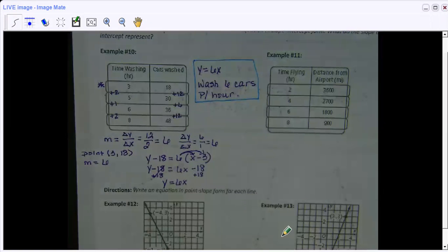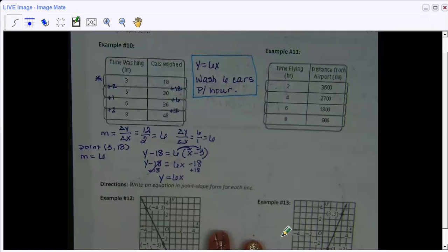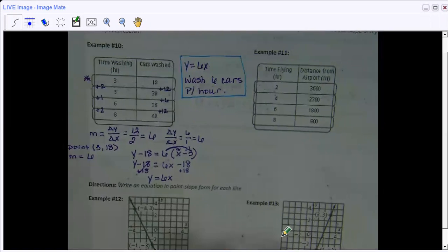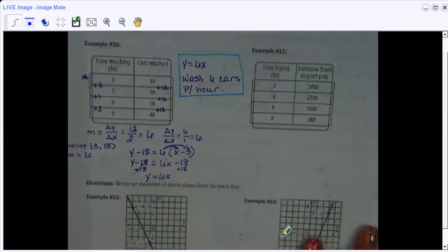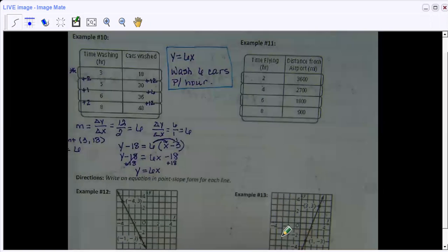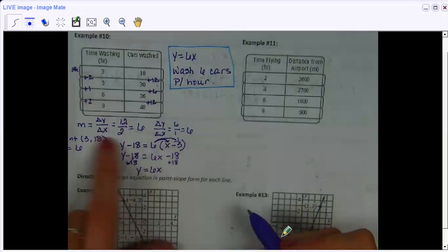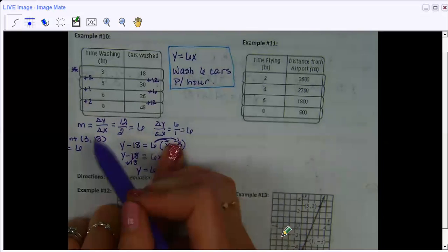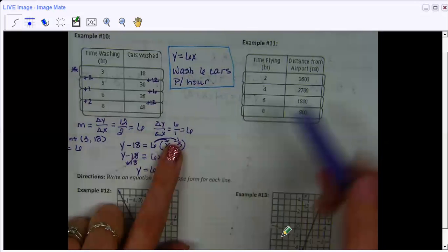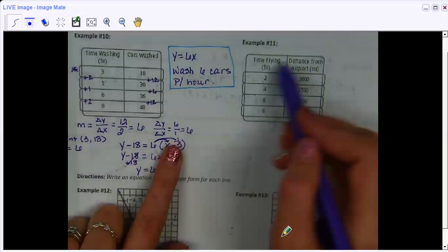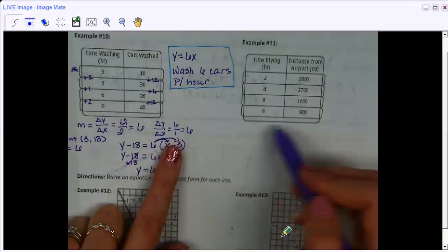Okay, here we go. Let's move on to number 11. So again, these questions are asking you to write a slope-intercept equation and then describe the equation. So the first thing that you have to find in both tables is the slope. So we found the slope from this table right here, and all it is is change in y over change in x. So I want everybody to find change in y over change in x from this table, and I want you to try that on your own.